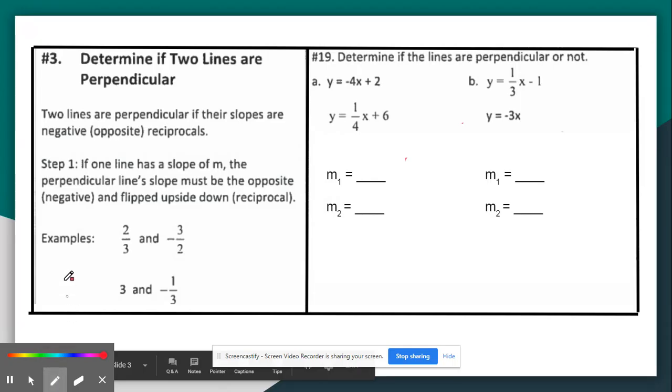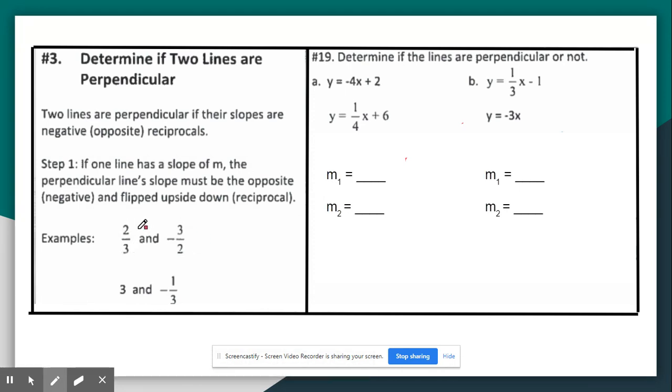So if I'm looking at the examples here, 2/3, you flip it, you get 3/2. You change the sign. So this 2/3 opposite reciprocal is a -3/2. For the second example here, you have to change that to a fraction, 3/1. You flip it, you get 1/3. You change the sign. That's a -1/3, which is the opposite reciprocal of 3/1.